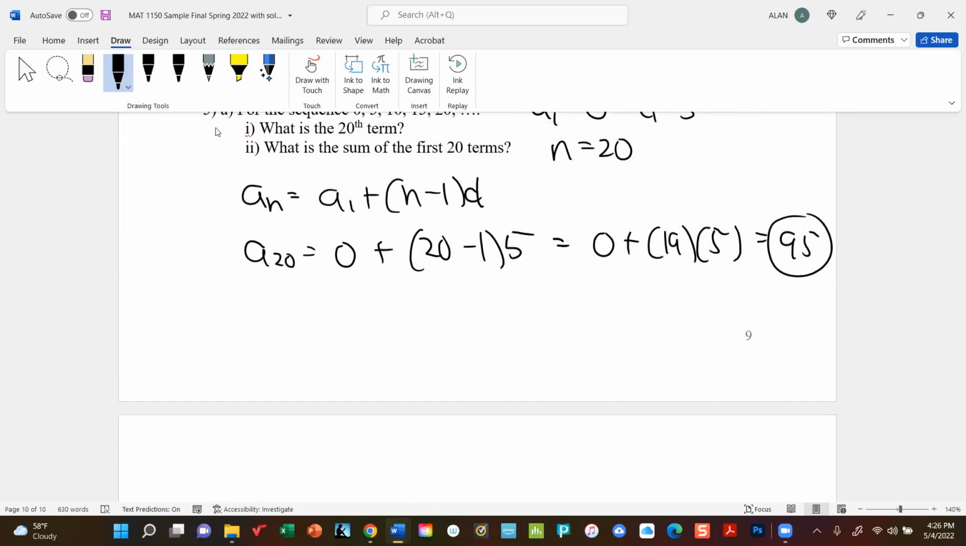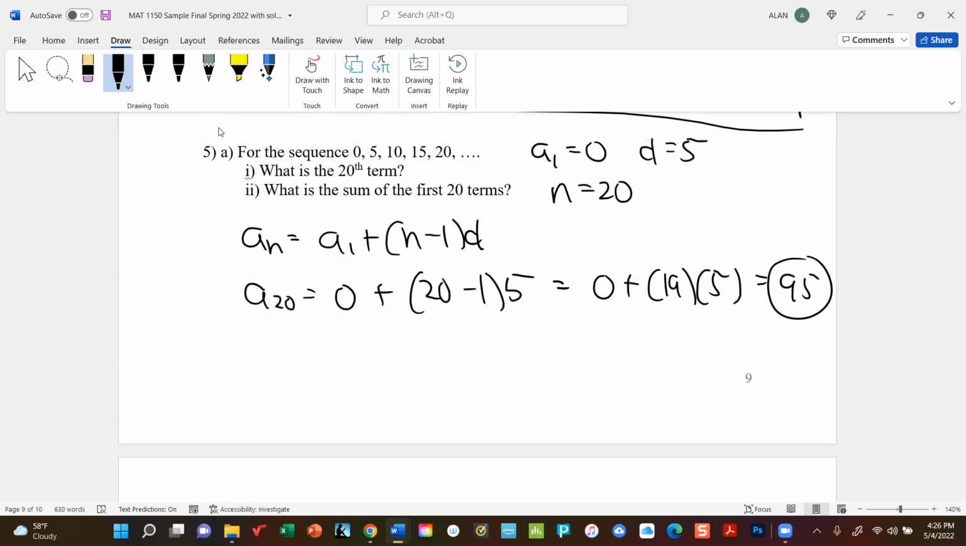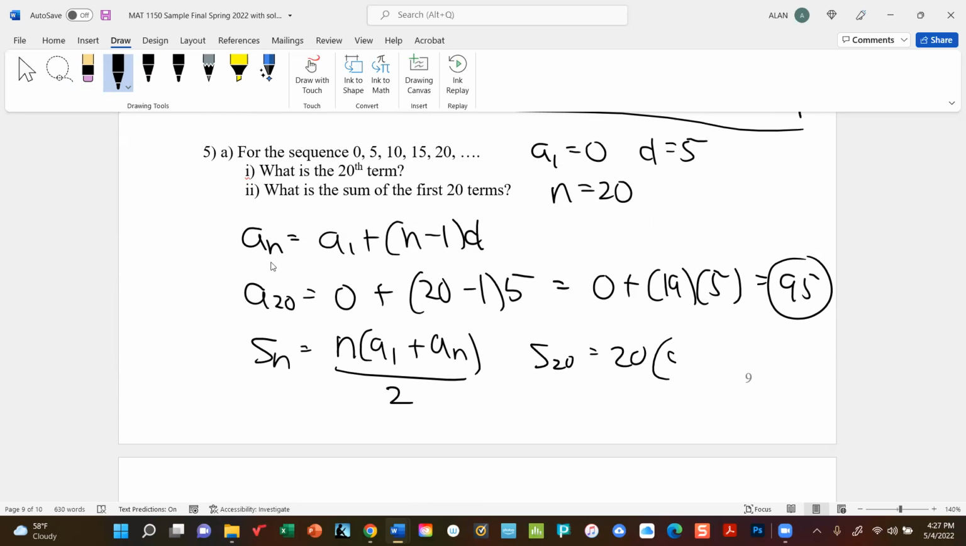And then the sum of the first 20 terms, that formula looks like this. So S20 is 20 times 0 plus the 95 that we just discovered, all over 2. And that turns out to be 950. So in other words, if you wrote them all out, you'd see that the 20th term is indeed 95. And if you added them up, you would get 950.